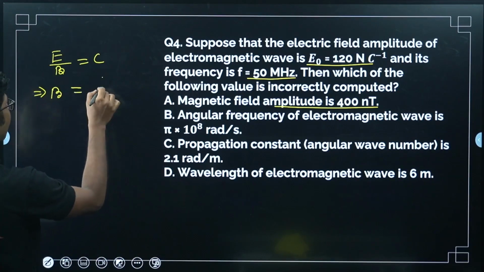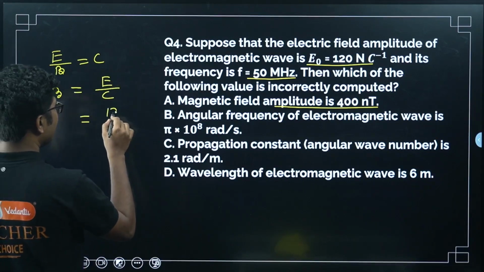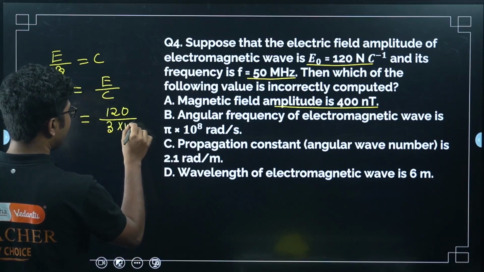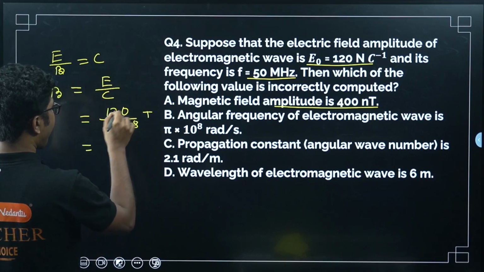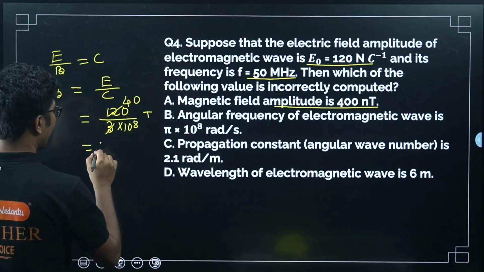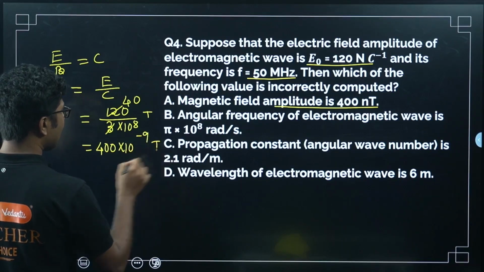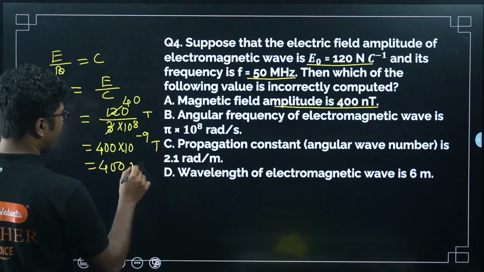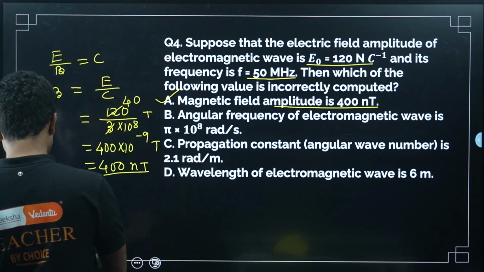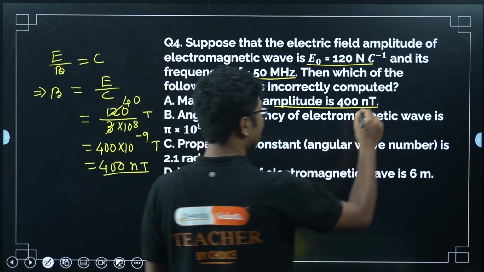The magnetic field will be the electric field divided by the speed of light. So the electric field is 120, and the speed of light is 3 times 10 to the power of 8, giving Tesla. So 40 divided by 10 to the power of 8 can be written as 400 times 10 to the power of minus 9 Tesla, or 400 nanotesla, right? So the magnetic field is correct. So this is obviously not the correct option. They have asked you which of them is incorrect. So this is correct, right?